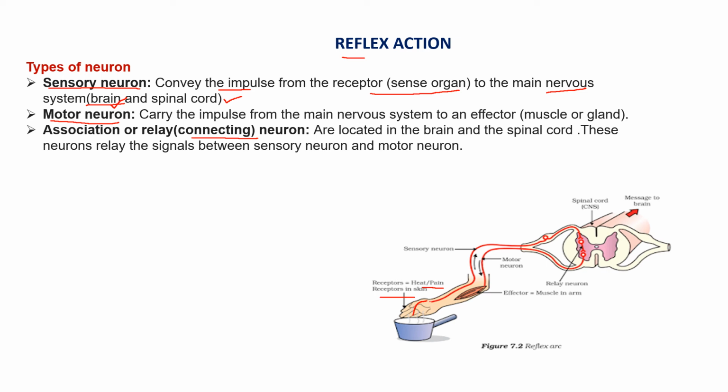Through the sensory neuron, the impulse is taken over here to the spinal cord. Here you can see the relay neuron. This relay neuron is a connection between your sensory neuron and motor neuron. Here is a motor neuron. Why have they given the word motor? Because your hands have motor muscles, which are also known as effector muscles in the arms.